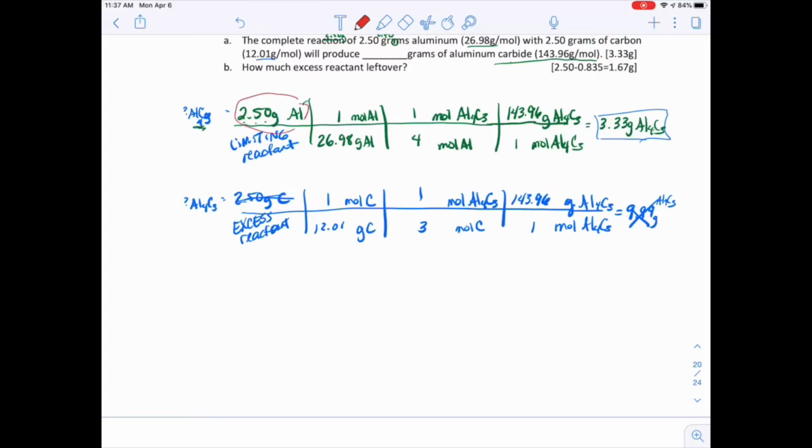So for part B, what we need is this 2.50 grams of aluminum. That's the limiting reactant. We're going to see how much of the carbon the limiting reactant used up, because once we know how much is used, we can subtract to get how much was left over.